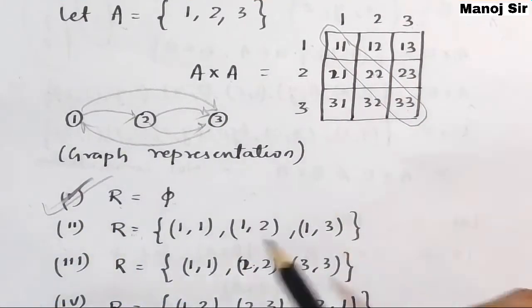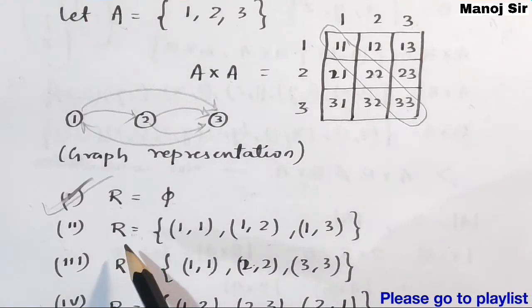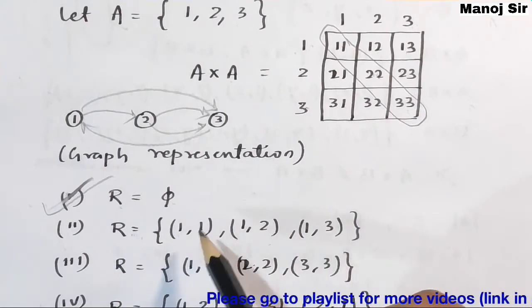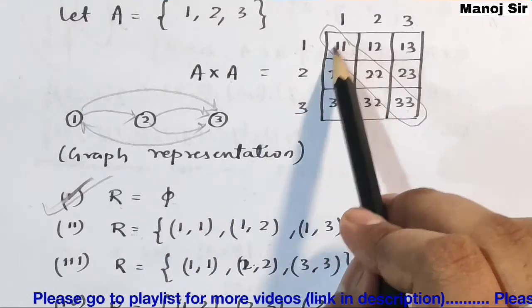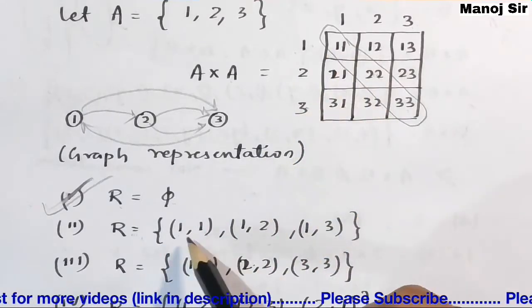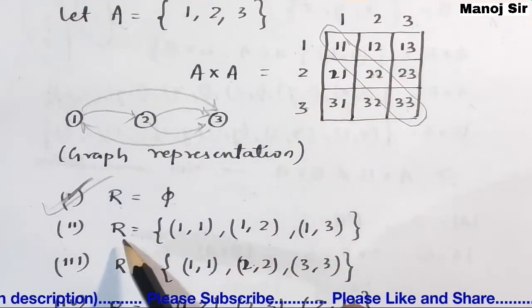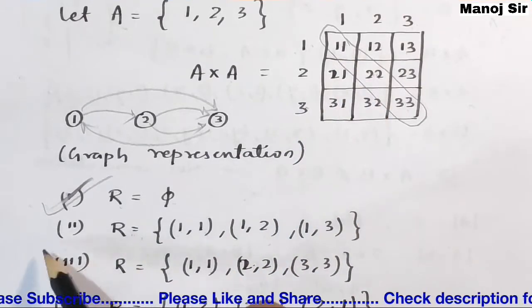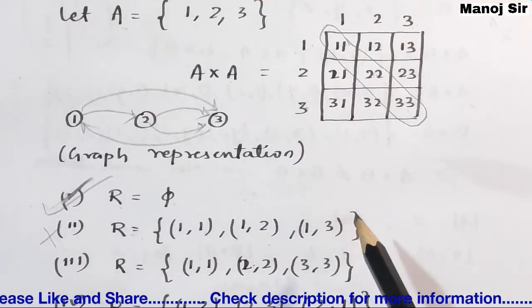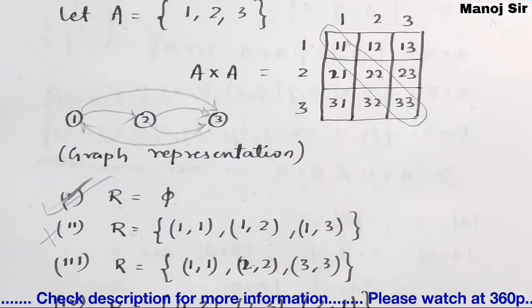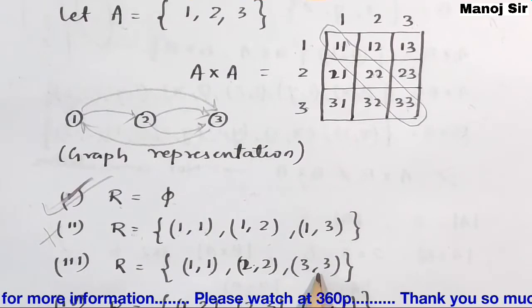Now coming to the second relation, that is (1, 1). Here you can see (1, 1), which is my reflexive pair. Since in this relation there is a reflexive pair, this is not an irreflexive relation. Now coming to the third relation, that is (1, 1), (2, 2), (3, 3).